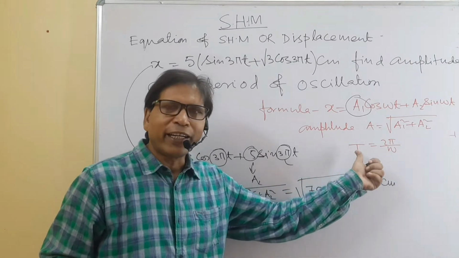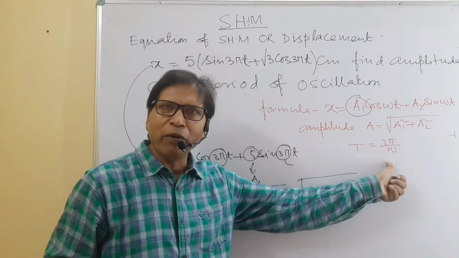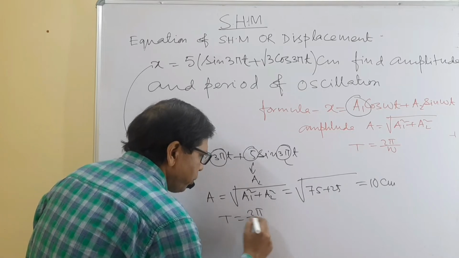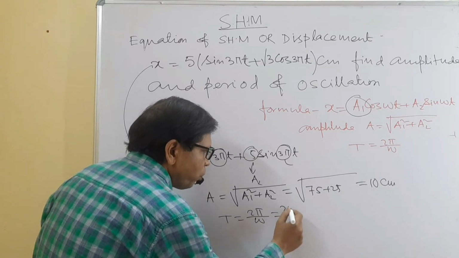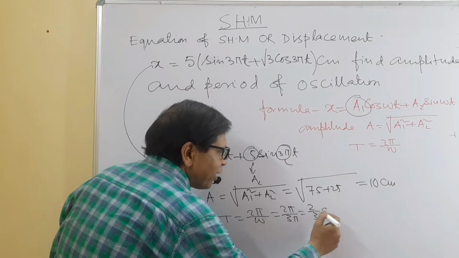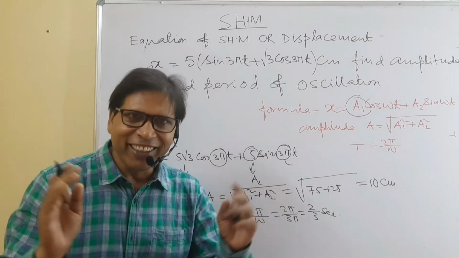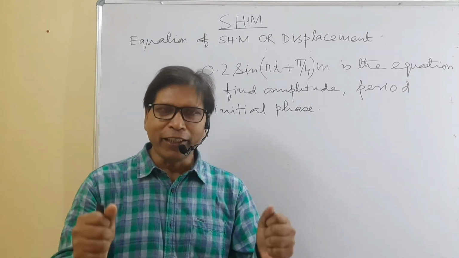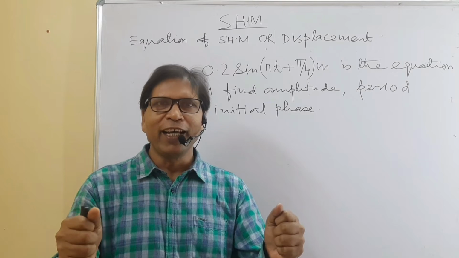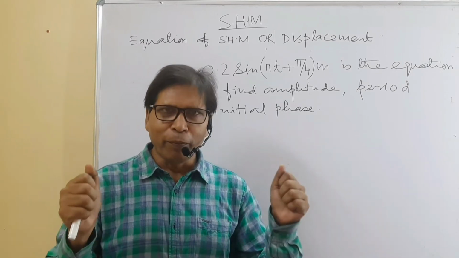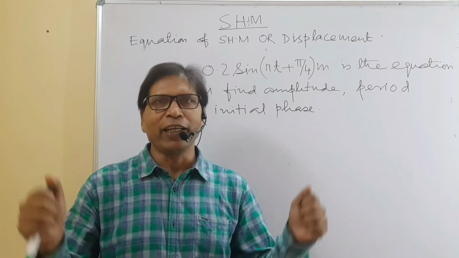We know that time period T equals 2π by angular frequency, therefore T equals 2π divided by ω, therefore 2π by 3π, that is 2 by 3 seconds. Okay, understood? Look at this. x equals 0.2 sin(πt + π/4) meter is the equation of SHM. We have to calculate amplitude, period and initial phase.